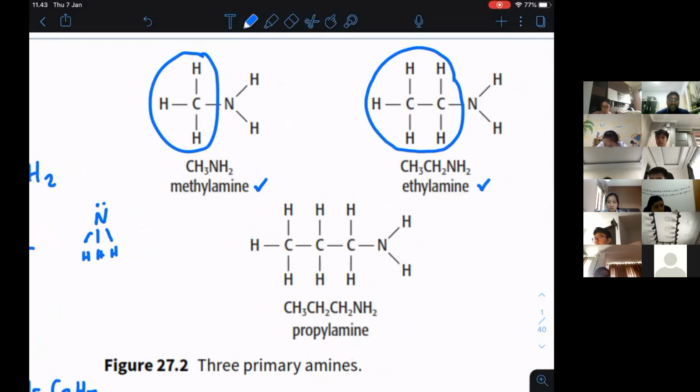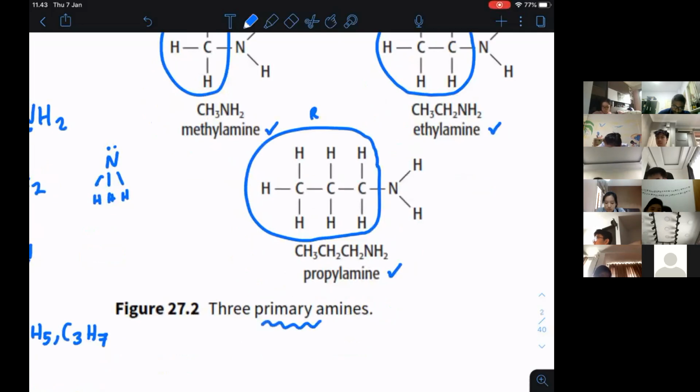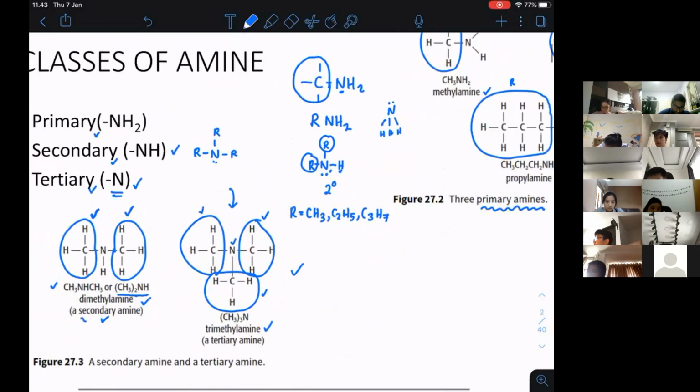And if you have C3H7, this is going to be propylamine. Methyl, ethyl, propyl, butyl, and then pentyl, and so on. You need to know all this. But the important thing is, if the nitrogen has one R group, they are going to be classified as primary amine. If you have two R groups, they are going to be secondary amine. And if you have three R groups, they are going to be a tertiary amine.